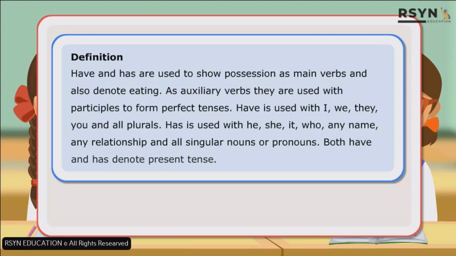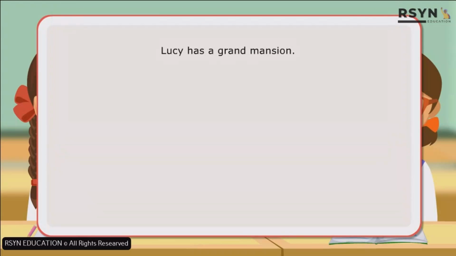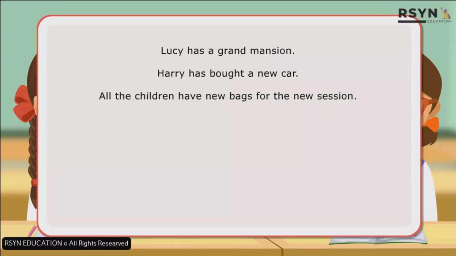Let us look at a few sentences. Lucy has a grand mansion. Harry has bought a new car. All the children have new bags for the new session.